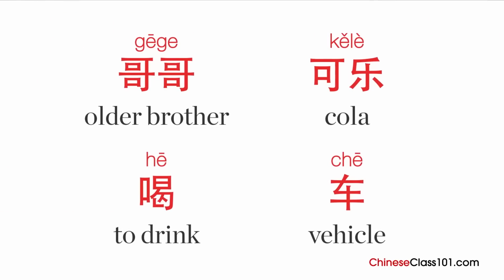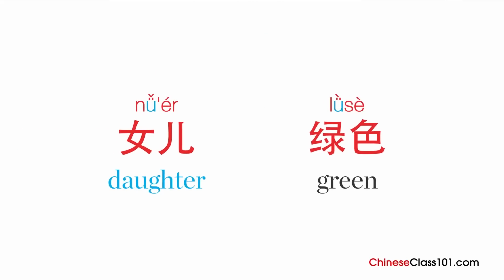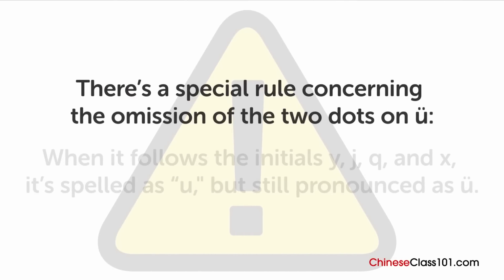Let's look at some examples. 哥哥，可乐，喝，车. Unlike the vowel u, yu has 2 little dots on top. To make this sound, try to round up your lips as much as you can. For example, 女儿，绿色.